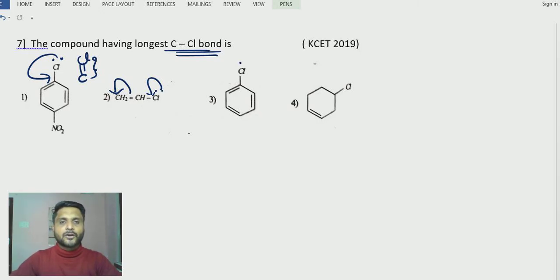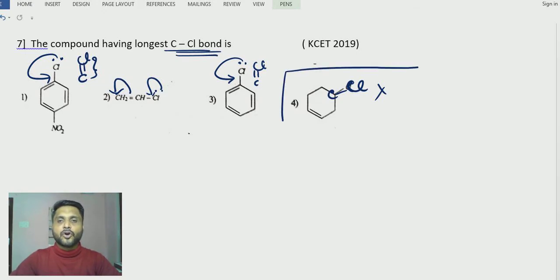And the third one, chlorobenzene. In chlorobenzene also there is a resonance, we have carbon chlorine double bond character. Now see the fourth one, there is a chlorine atom, but there is no conjugation of the double bond. That means there is no resonance. So therefore carbon chlorine bond in this case is a longer bond compared to the remaining three here. So therefore answer is option number 4, right?